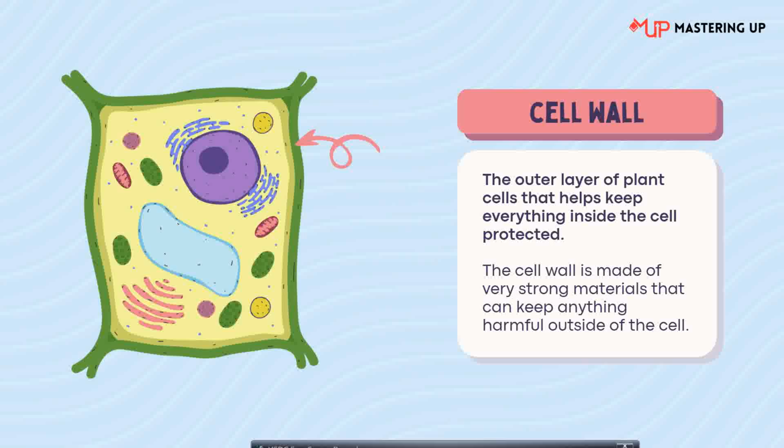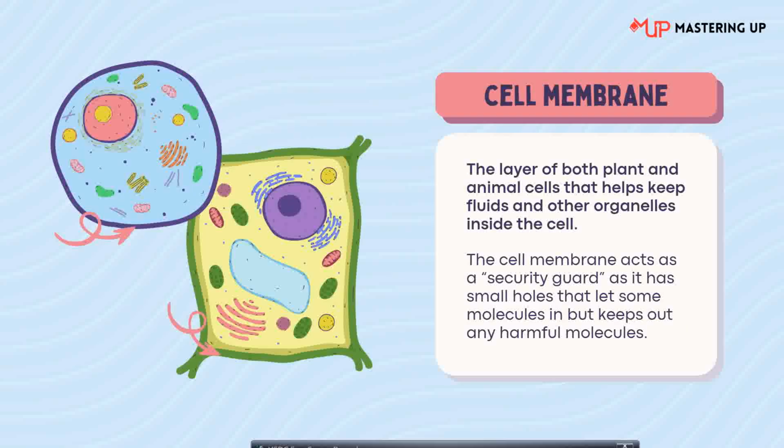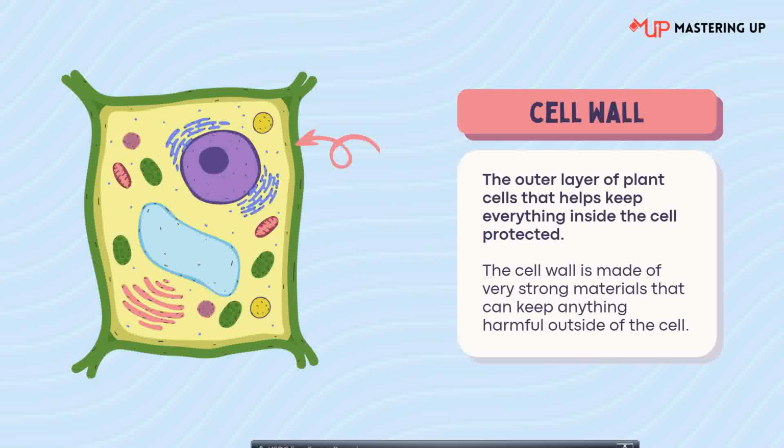Only plant cells have this cell wall, and it is actually made up of dead matter. It is not living. And this cell wall gives structure to the plant. You can see that animal cells tend to change their shape, because the cell membrane is flexible, but the cell wall is rigid, and that's why plant cells have a definite structure. And this cell wall is so strong.